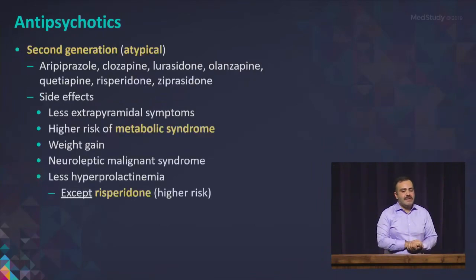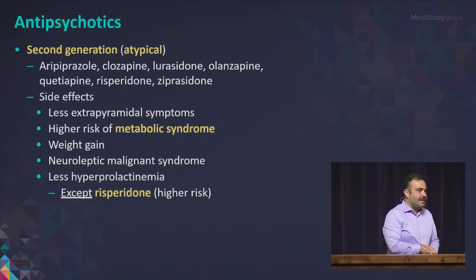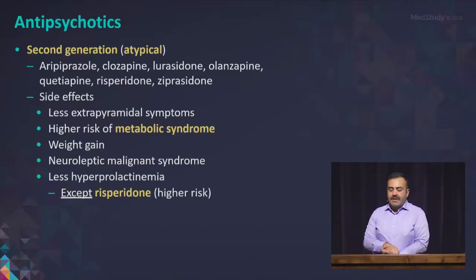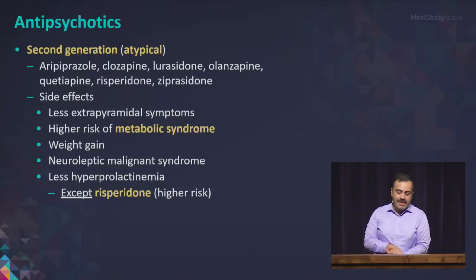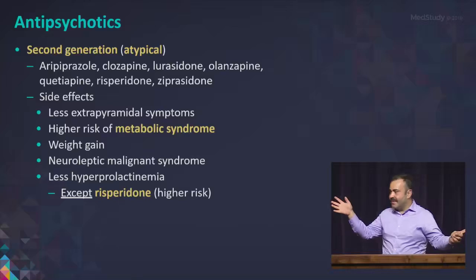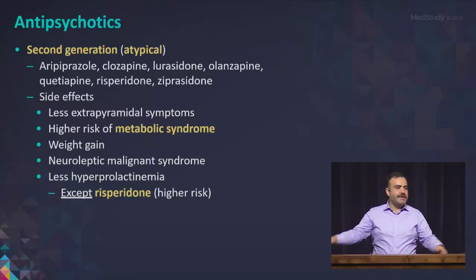Second generation or atypical antipsychotics, they're less likely to cause EPS. They're more likely to cause metabolic syndrome. They are more likely to cause weight gain. And they are less likely to cause hyperprolactinemia, except one medication. Keep that name in the back of your head just in case it shows up, risperidone.